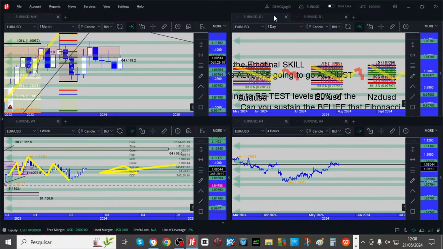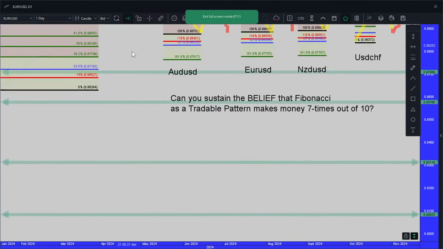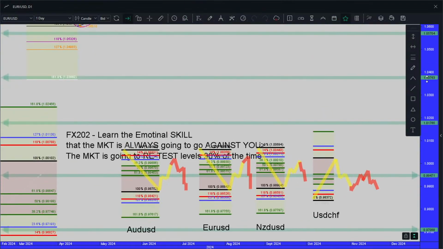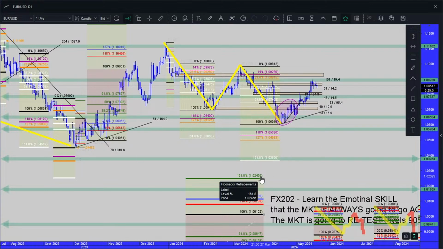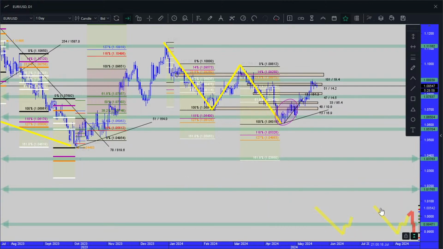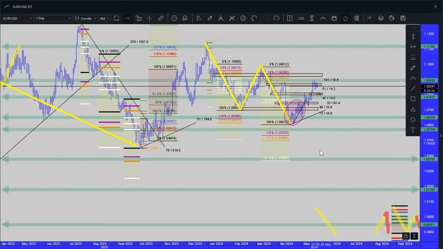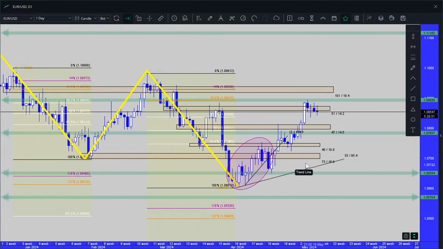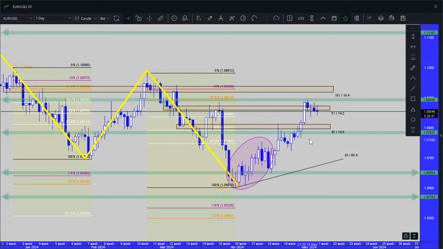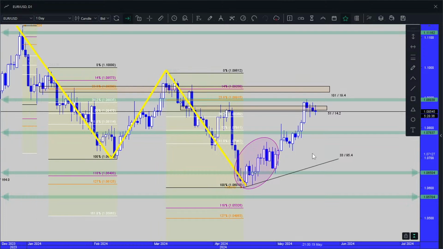The daily chart is the intermediate chart, everybody. So, what is the daily chart telling you? This past resistance didn't work. This past resistance didn't work. This past resistance didn't work. And now we are at this past resistance.